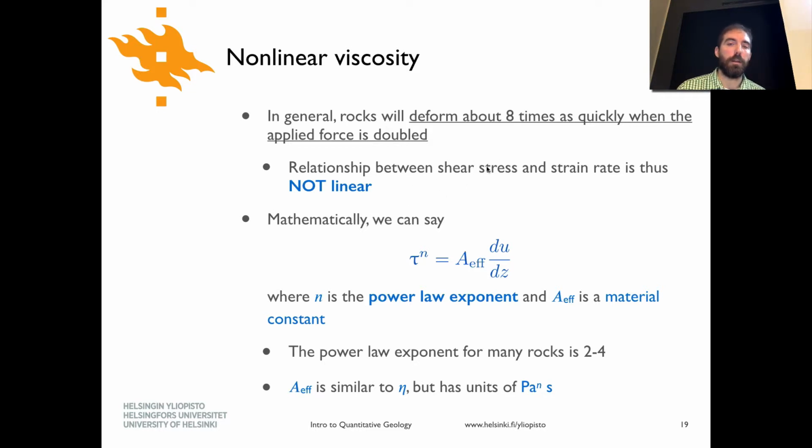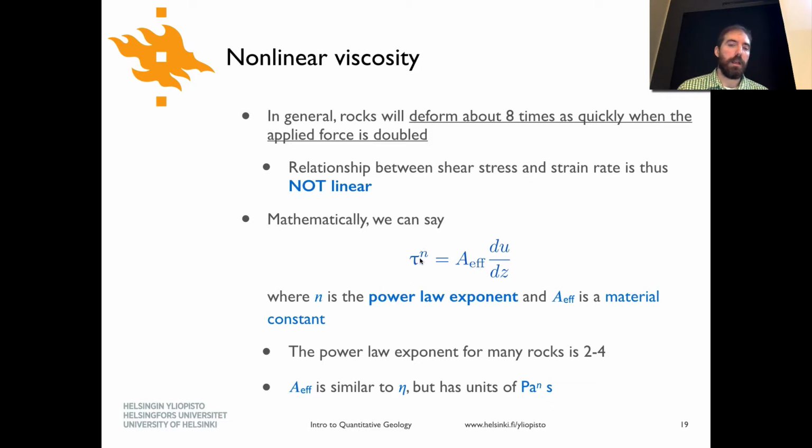And so this is the reason why we say that rock is nonlinear. There's not a linear relationship between the stress and strain. That mathematically is equivalent to saying this. So now we have the stress over here raised to some power n. And then A effective is taking the place of the viscosity. It's not quite the same. And then we have the strain rate over here.